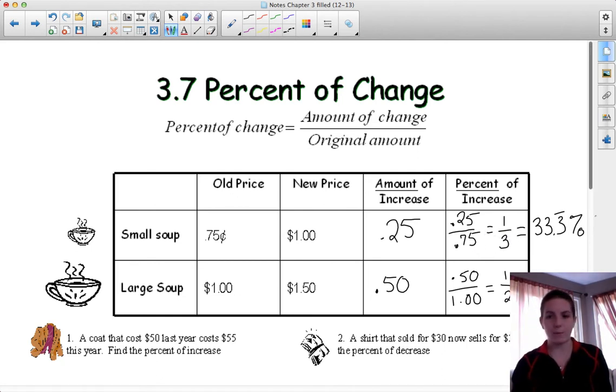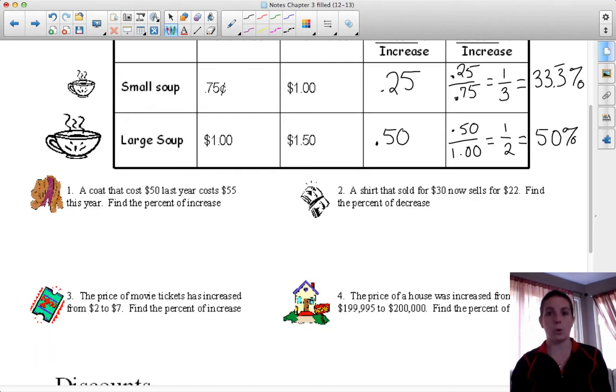Now these first ones that we did, they were nice and easy and we didn't need to use a whole proportion to do them. Some of these others we are going to need to do a proportion. A coat that cost $50 last year costs $55 this year. So what was the change? It increased by $5 over the original price, which was $50. And we're doing it as a percentage. And for some of us, we can still see that that's 1/10, so 10%. But if we can't, let's solve this one as a proportion.